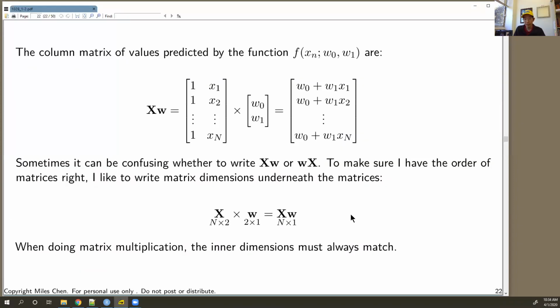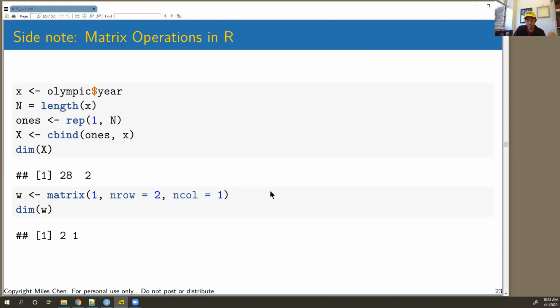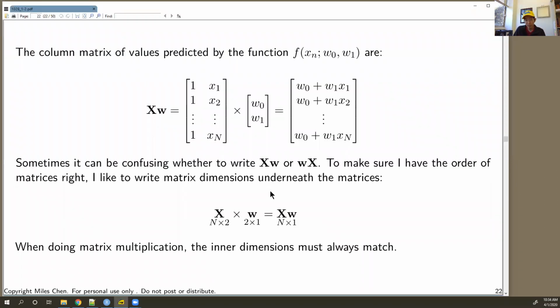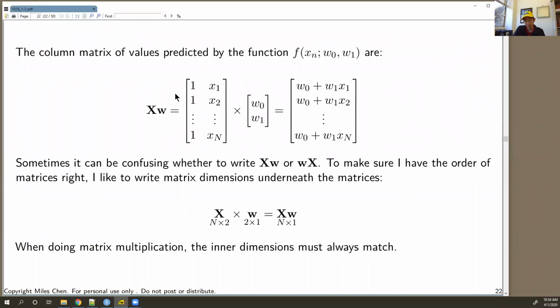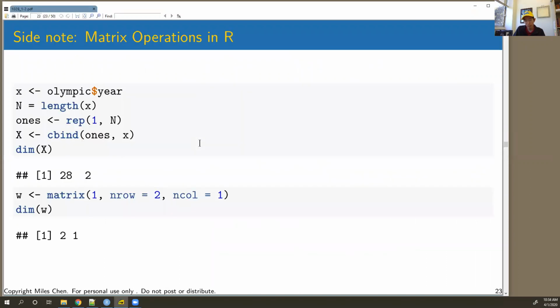Side note: in R, you need to make sure your dimensions line up as well. In order to create this column of ones and the column of x's, I take the x values, which is the year, and create a column of ones. I just repeat 1 n times, and to create my x matrix, I bind the ones along with the x values, and therefore my capital X matrix is 28 rows, 2 columns. That's basically the equivalent of this.